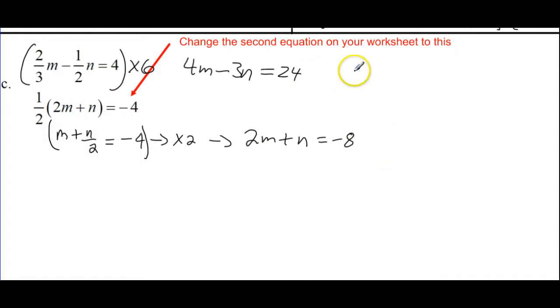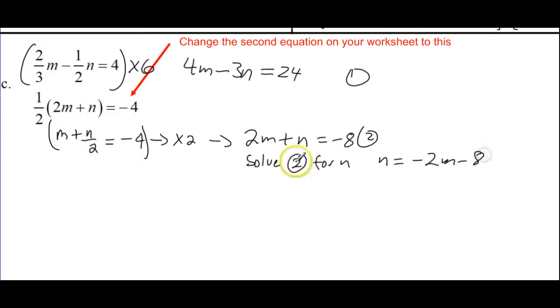Now, this can be solved. Let's call that 1 and call that 2. So we're going to solve 2 for n, giving us n is equal to negative 2m minus 8. We're going to substitute.